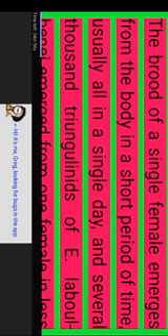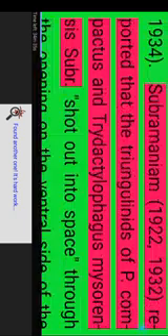The brood of a single female emerges from the body in a short period of time, usually all in a single day, and several thousand triangulinids of E. labalben emerge from one female in less than 1 minute. Parker and Smith, 1933b, 1934. Subramanian, 1922, 1932, reported that the triangulinids of P. compactus and Tridactylophagus mysorensis were shot out into space through the opening on the ventral side of the cephalothorax.